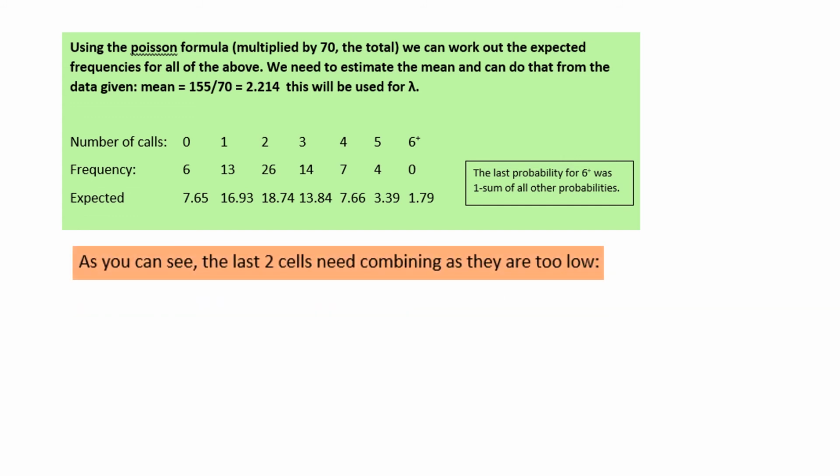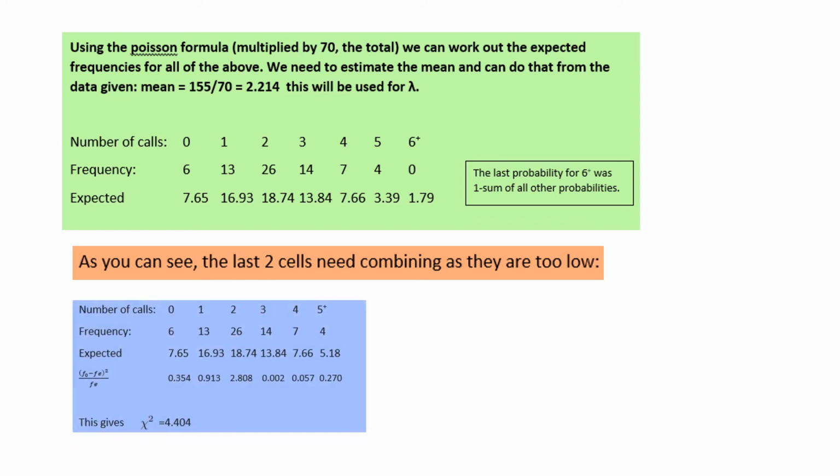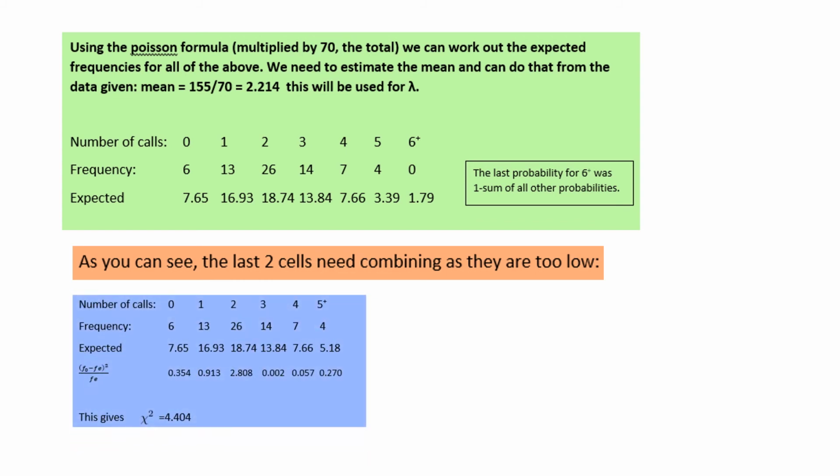Now then, the last 2 cells are too low. They are less than 5. If just one of them had been too low, we still combine 2 cells. But in this case, I need to combine both cells, 5 and 6 plus. So that's going to become 5 plus instead. So now I've gone down to 6 groups. So my degrees of freedom straight off has gone down. I'm going to take 1 off for the fact that you always take 1 off anyway. And then also I'm going to take 1 off for the estimated mean that we have to do. But I'll come to that in a second.